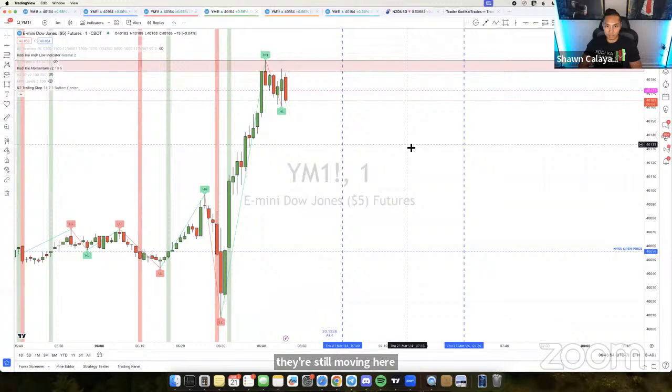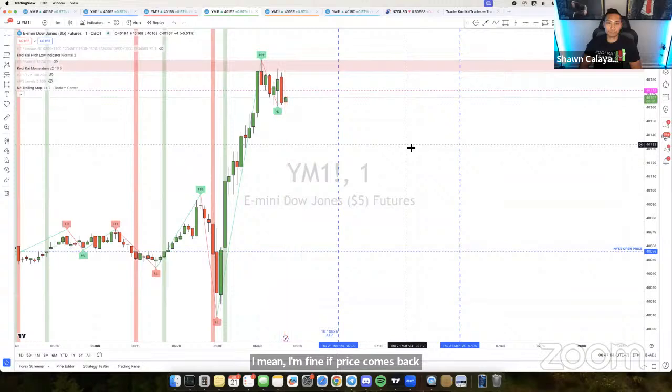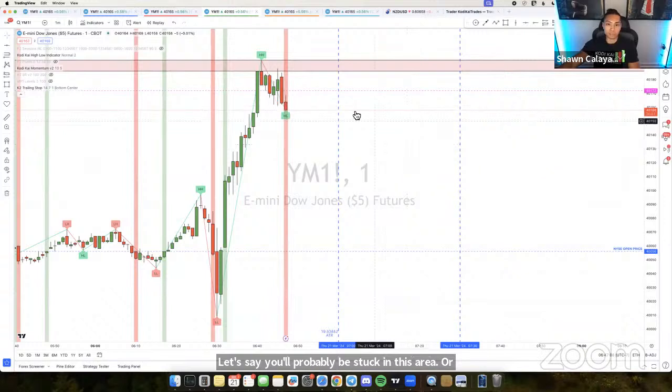So let's see what happens here with this consolidation. Looks like price might be coming back down further. I'm fine if price comes back down further. It looks like it'll probably be stuck in this area of liquidity or this area of consolidation. Sorry. All right, so we have a new low right here.